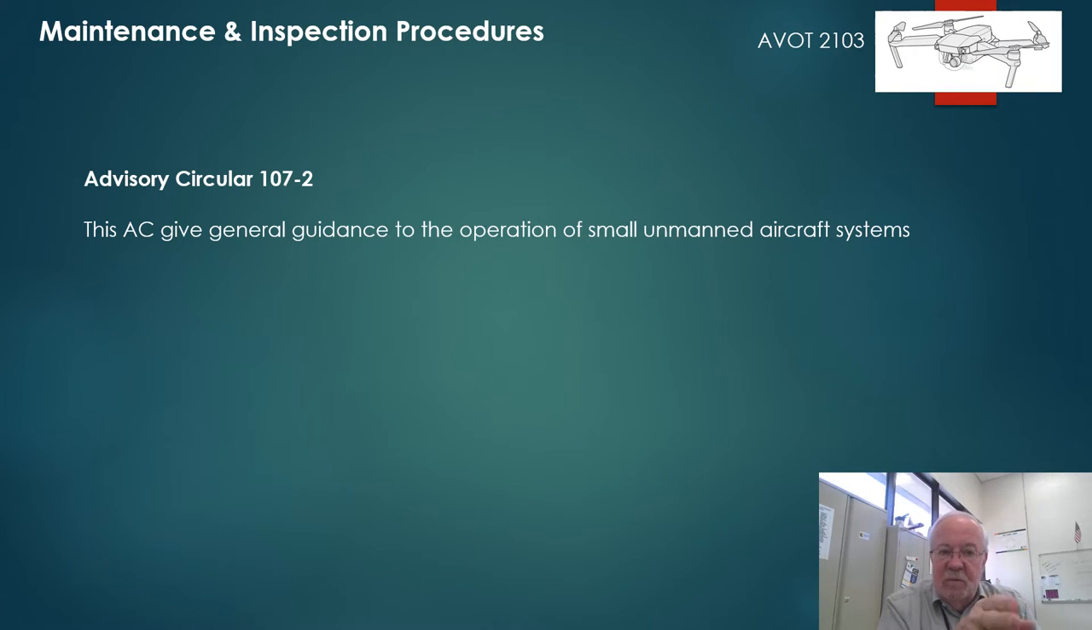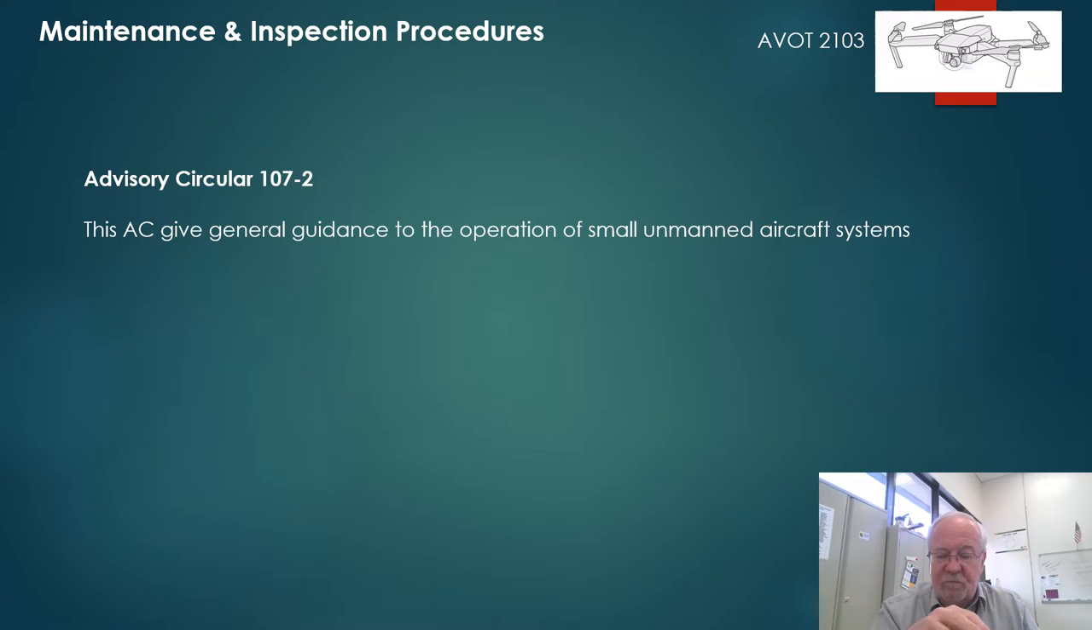First off, remember that there is this publication called Advisory Circulars, or AC 107-2, which gives general guidance on the operation of small unmanned aircraft systems as far as maintenance and pre-flight inspections, that kind of thing. So that's where you would find this kind of information. And these advisory circulars are revised from time to time.